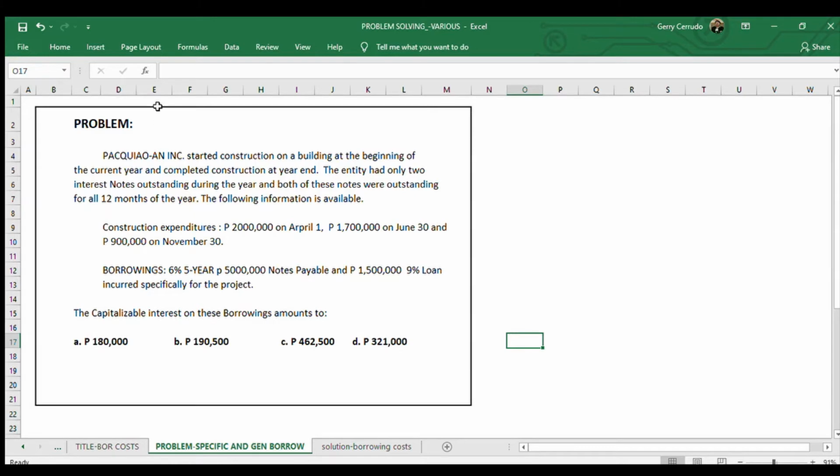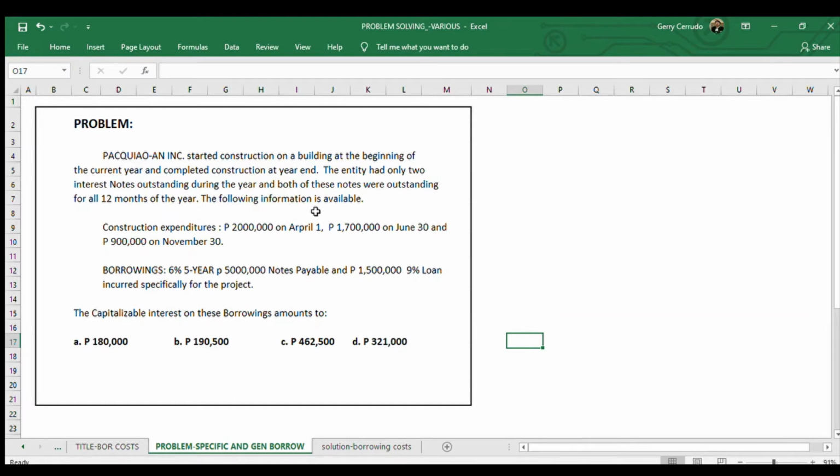Okay, nagsabi dito sa problem, Pacquiao Incorporated started a construction on a building at the beginning of the current year and completed the construction at year-end. So, natapos na isang taon. The entity had only 2 interest notes outstanding during the year, and both of these notes were outstanding for all 12 months of the year.